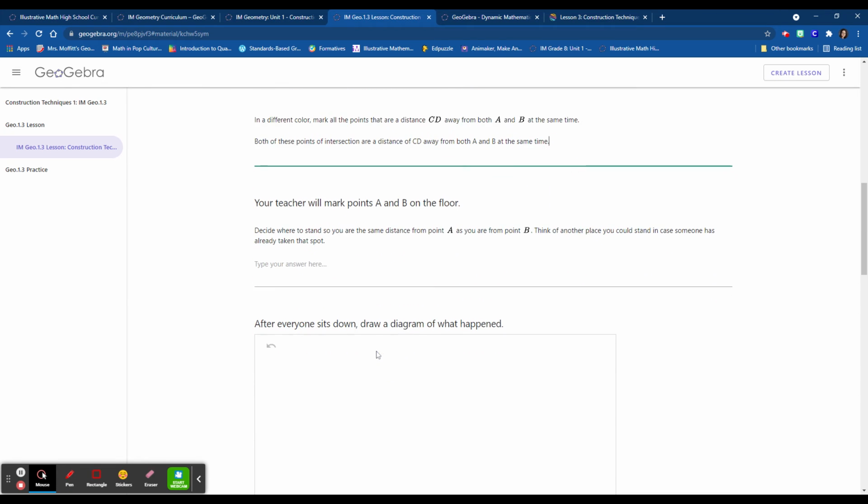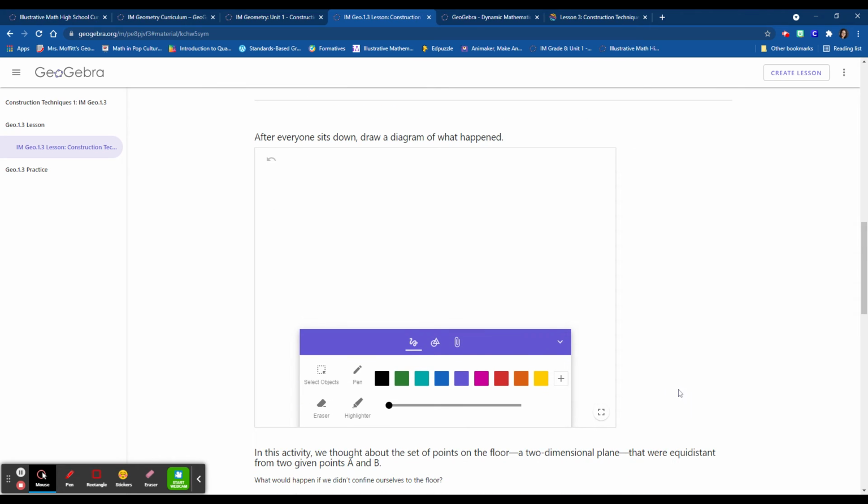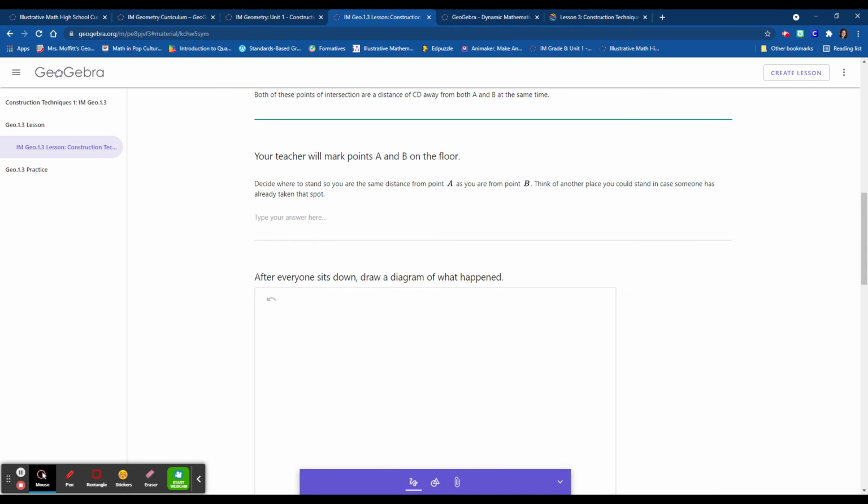All right, so on the next task, it says your teacher will mark points A and B on the floor. This was just a little activity that we did in class. So what I asked people to do was stand where they were the exact same distance away from the smart board at the front of the room as they were away from the whiteboard on the back wall. And what ended up happening was everybody ended up standing kind of in a line. So I'm just going to draw a diagram of what happened right here. And then I'm going to come back to this one and type in what it looked like.